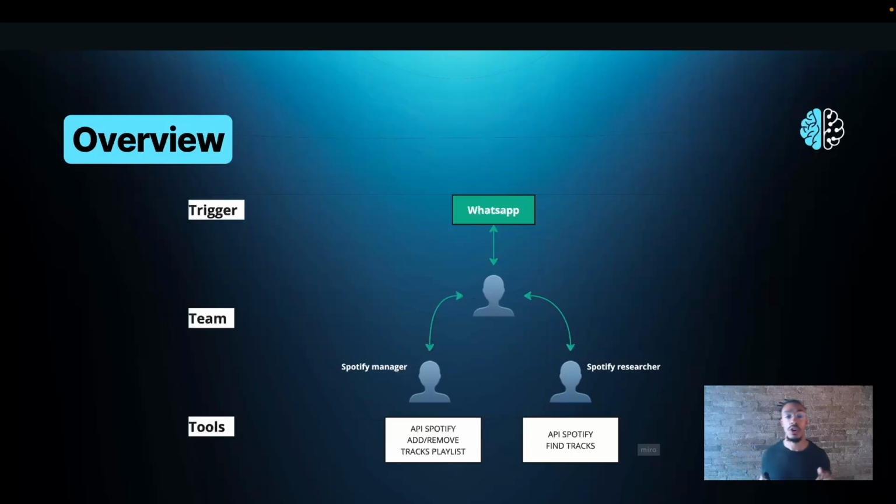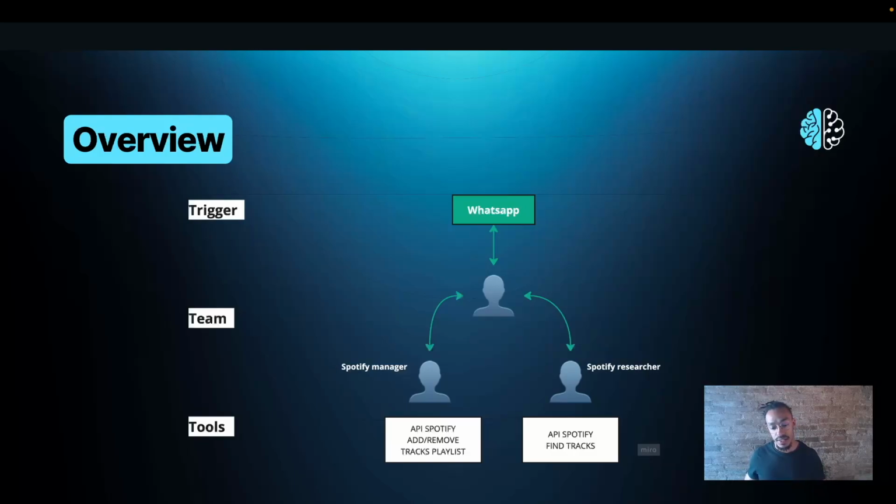So first of all, we have a trigger. The trigger is the message coming from WhatsApp, right? Then this message, if it's a text, is directly transferred to the personal assistant. If it's an audio, we first need to convert it to text. And then we send it to the personal assistant.